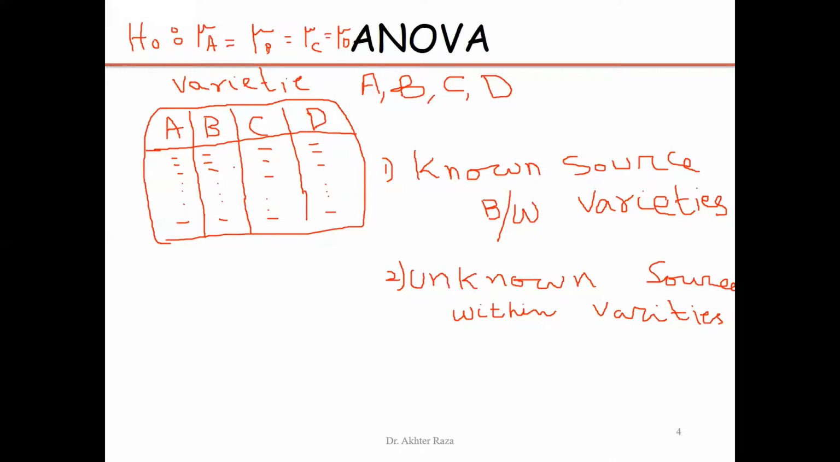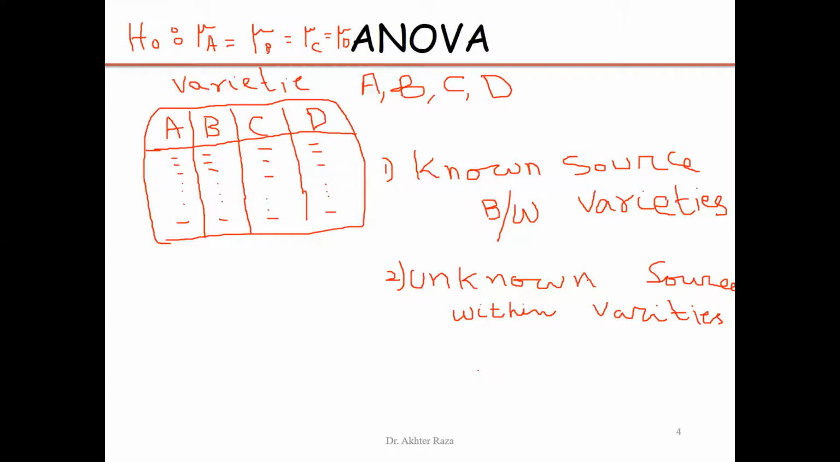So all of these four variations, which are known as the within variations, will be added, and one single unknown variation will be obtained. This is called variation due to the unknown source. This is called variation due to the known source. So between varieties and within varieties. Known source, unknown source. These two terms are very important.